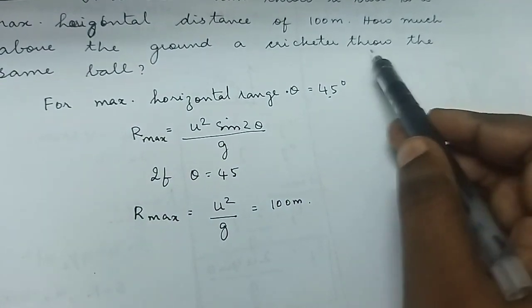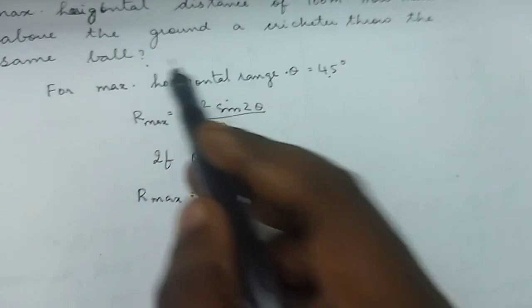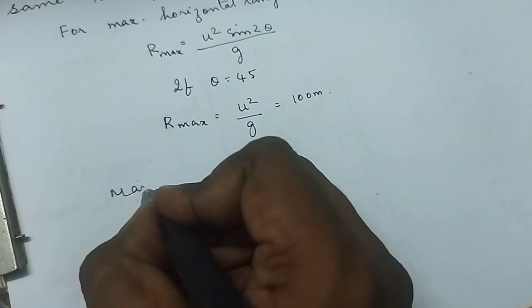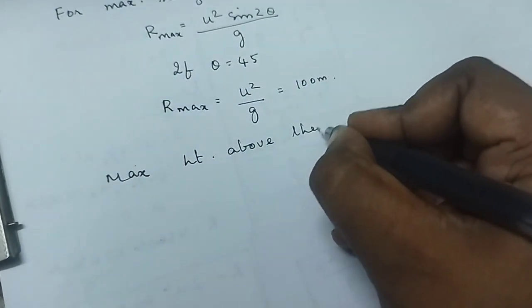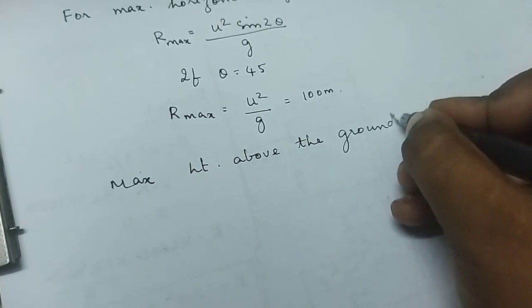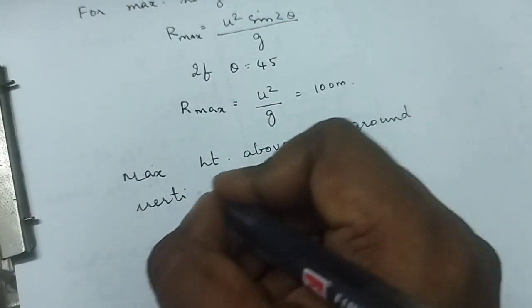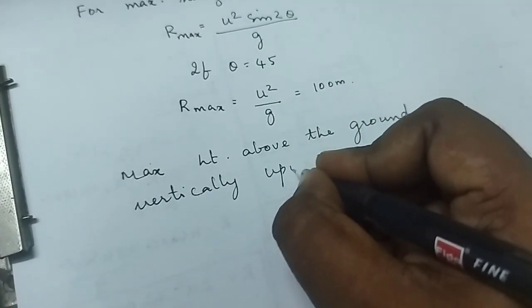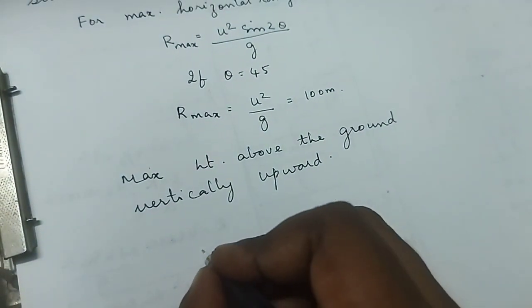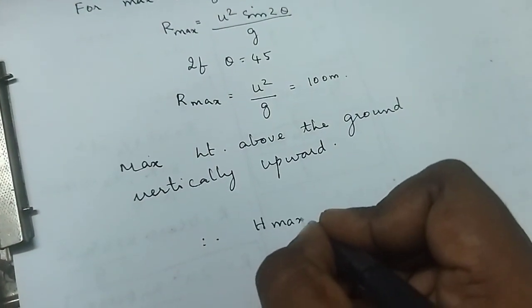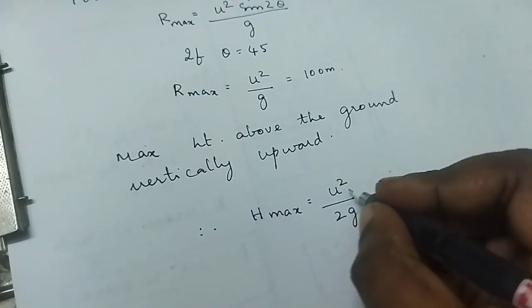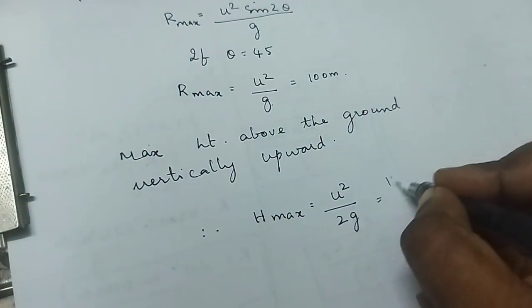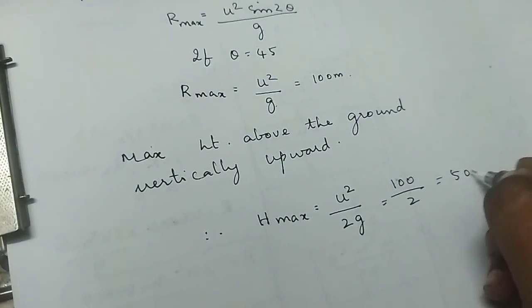Now what they have asked in the question is how high above the ground the cricketer can throw the same ball. So we have to find the maximum height above the ground, vertically upward. Now this is in one dimension. What is the height we have derived? h max is equal to u square by 2g. We know that u square by g is 100, given. So that divided by 2 will be equal to 50 meter.